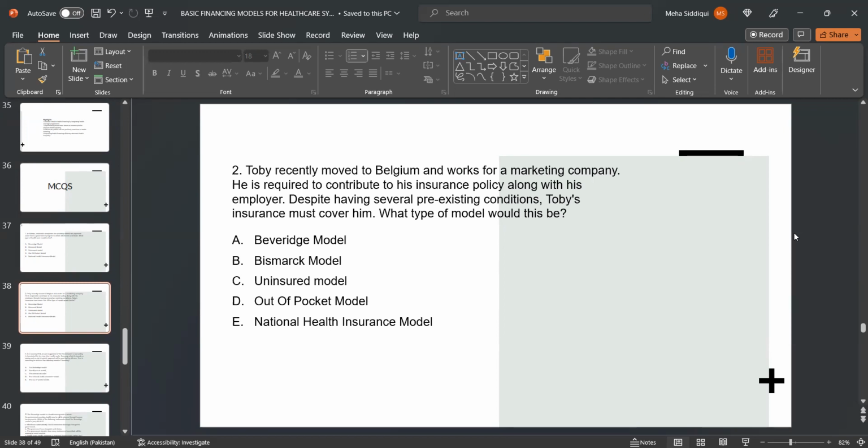MCQ number 2. Toby recently moved to Belgium and works for a marketing company. He is required to contribute to his insurance policy along with his employer. Despite having several pre-existing conditions, Toby's insurance must cover him. What type of model would this be? Beveridge model, Bismarck model, uninsured model, out-of-pocket model, national health insurance model?